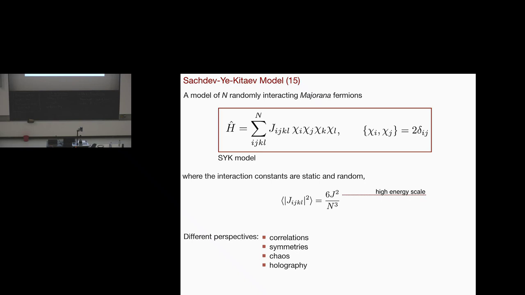And this is the model we are going to address, Sachdev-Ye-Kitaev, and it is of interest to many communities because, given that it is so simple, it shows a remarkably strong interplay of correlation physics, symmetries, quantum chaos, and holography. And I want to discuss these, except for holography, in this talk. But you can probably draw some conclusions on your own.